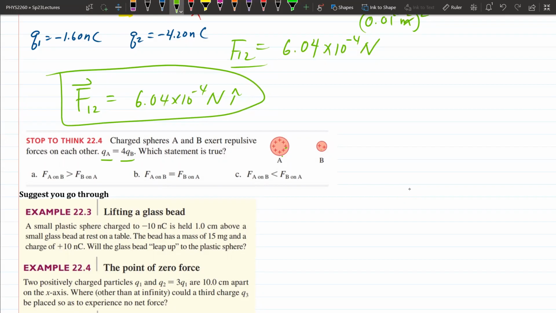Let's give you guys like 10 seconds to think about it. So is the force of A on B going to be bigger? Are they going to be the same? Or is B on A going to be bigger? What do you guys think?